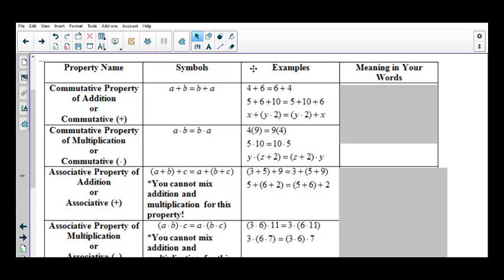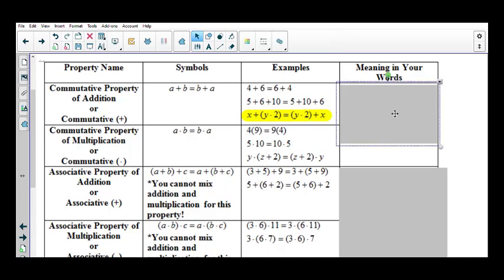So we've got 4 plus 6 equals 6 plus 4. 5 plus 6 plus 10 equals 5 plus 10 plus 6 using three numbers. And then this last one here, I'm going to highlight this last one because this is the one that is always difficult for students to identify. This also represents the commutative property of addition, and I'm going to mention why in a moment.